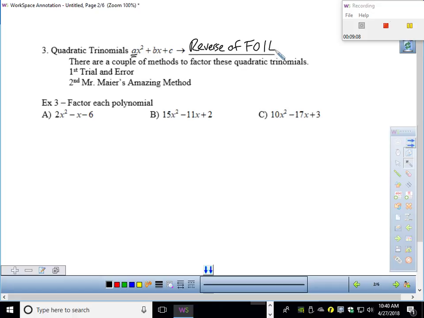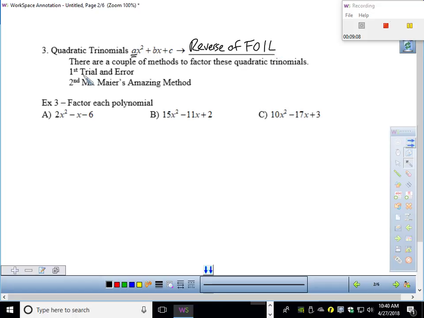Okay. Now there are a couple ways to do this, and maybe your Algebra 2 teacher taught you another way as well. And look, as I said, whatever works for you, please use. I'm just trying to give you different ways to think about it, and if it works, great. So there are a couple ways to go ahead and factor these types of quadratic trinomials.